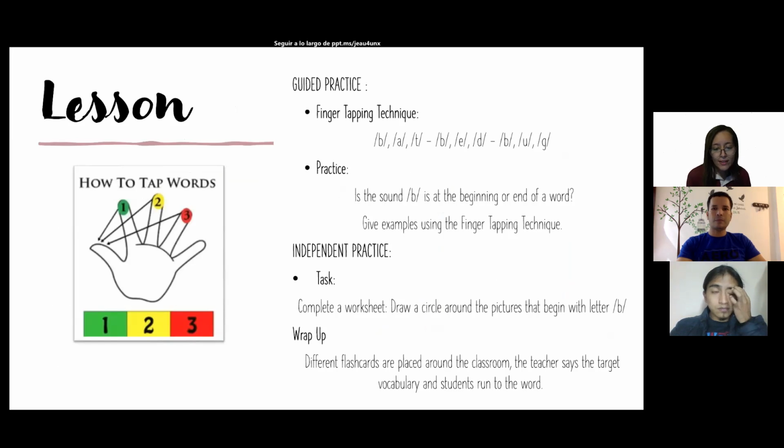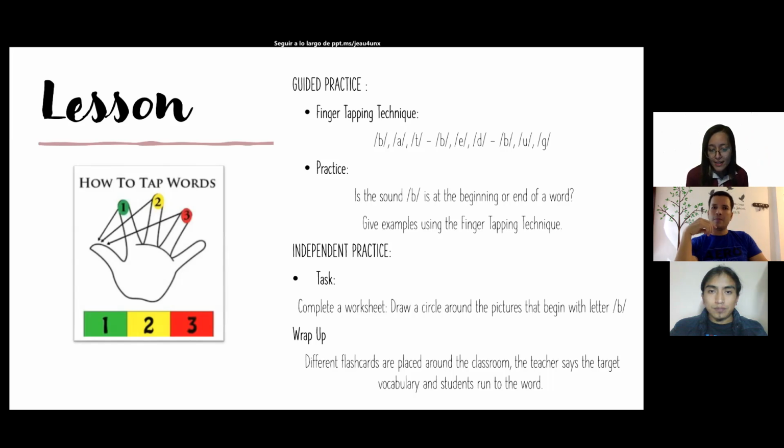The guided practice will continue with the instruction of the finger tapping technique. Here the teacher will call out CVC words, which are consonant, vowel, and consonant words, for example, b, a, t, or b, e, d, b, a, g, which students will repeat.